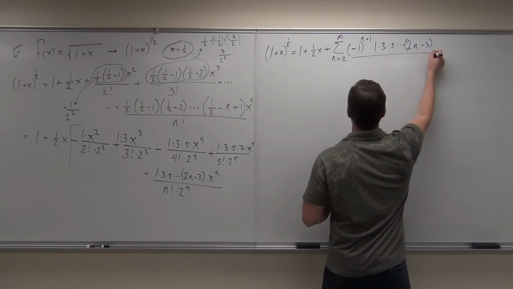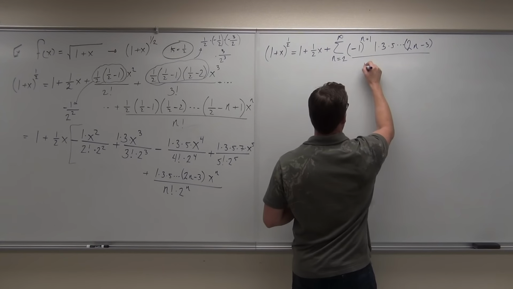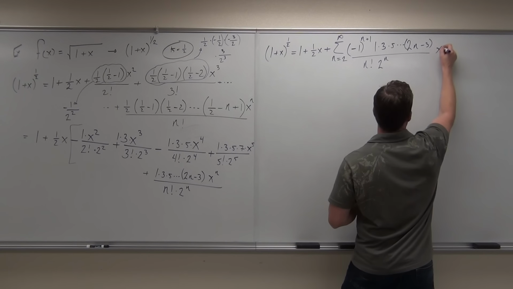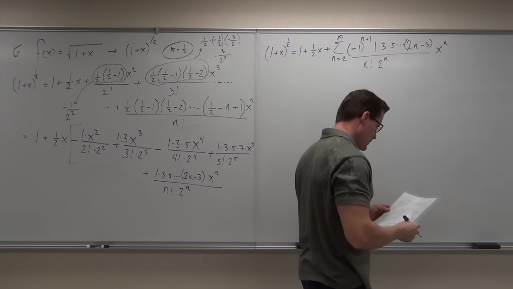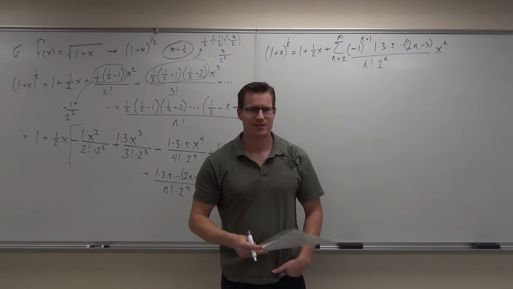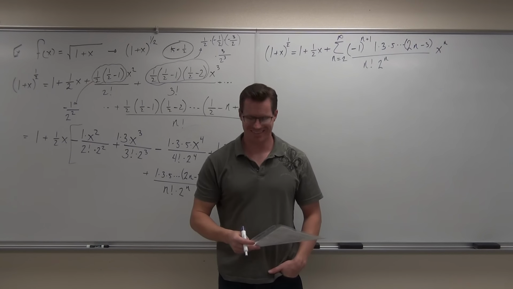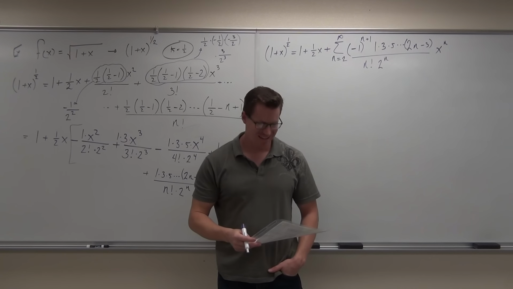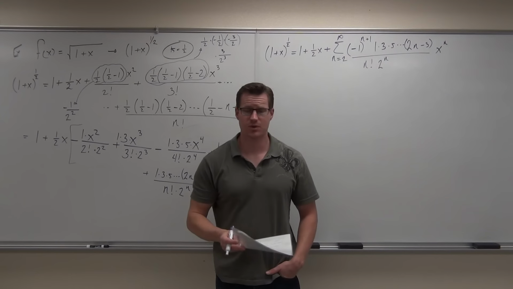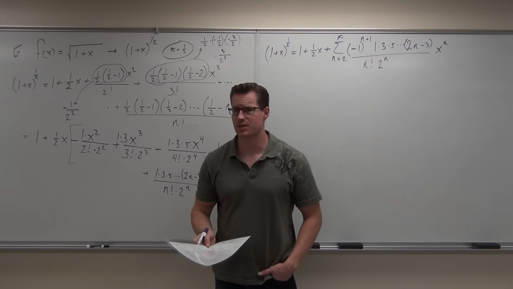That's our numerator. Our denominator is only n factorial, no problem. 2 to the n, got it. And then we have x to the n. And that's about the nastiest thing that you've probably ever seen, yeah? Crazy? A little bit. Do we have to check for convergence? No, because we already did it. I already proved it to you in the very first example we did today.